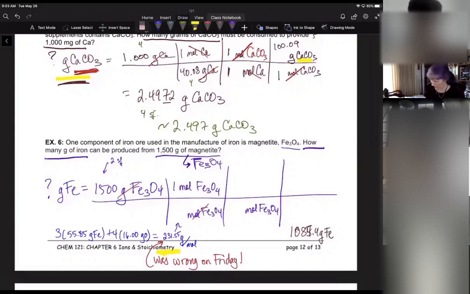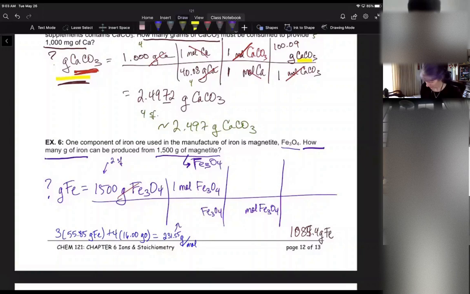231.55 is the correct mass, but on Friday I wrote a different value. So I'm going to erase this stuff because now it's the correct number. So I'm going to fill in that number, right? Oh, that unit's wrong too, right? Looks like I was kind of rushing to finish up.